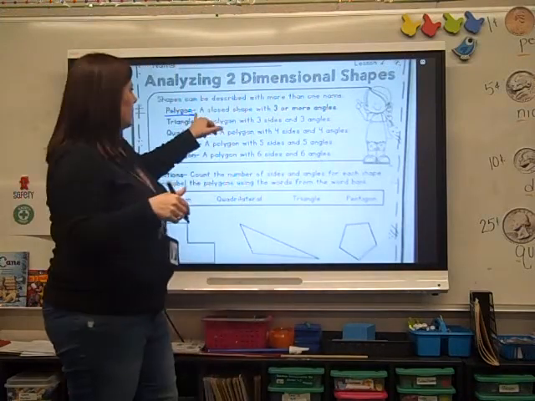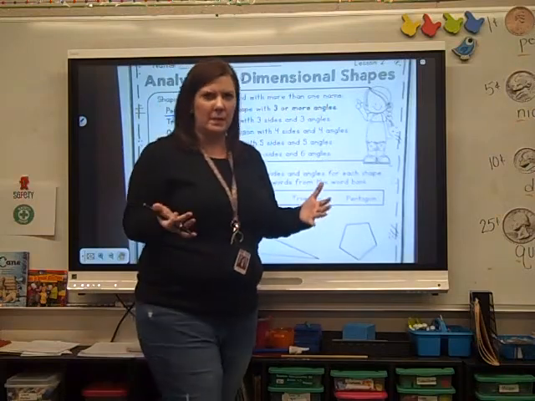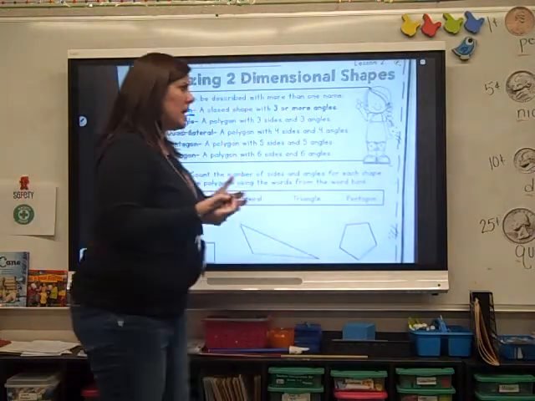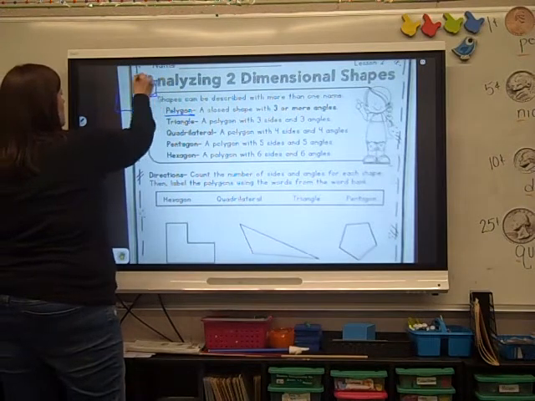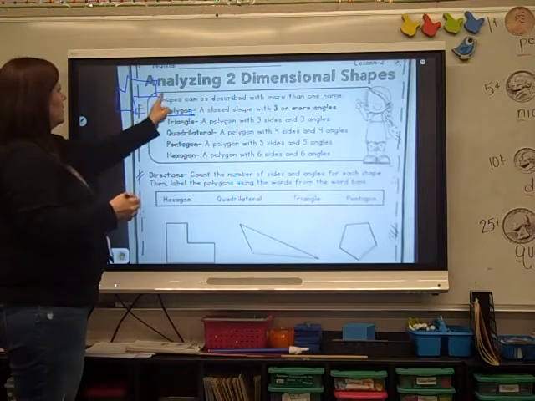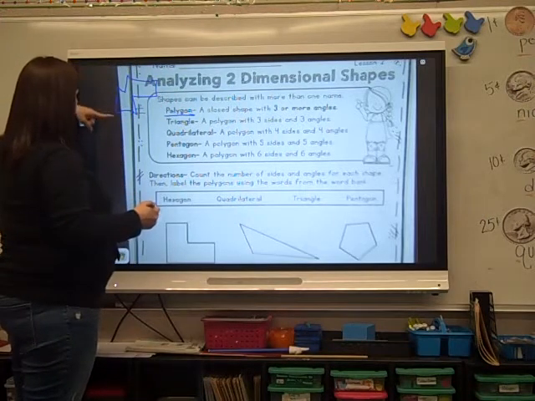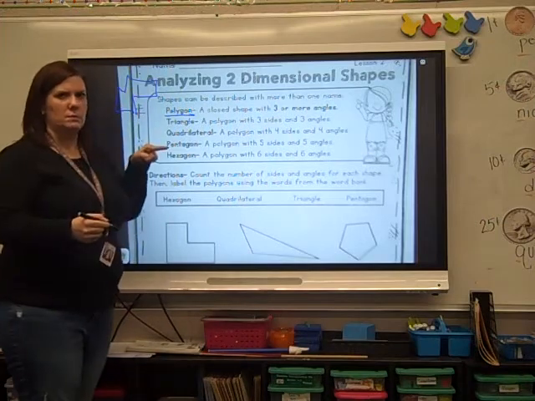Now, a polygon is a closed shape with 3 or more angles. Well, what in the world does that mean? A closed shape means something like this. If I was a little bug, could my bug crawl around here and get inside that shape? No, it's closed.